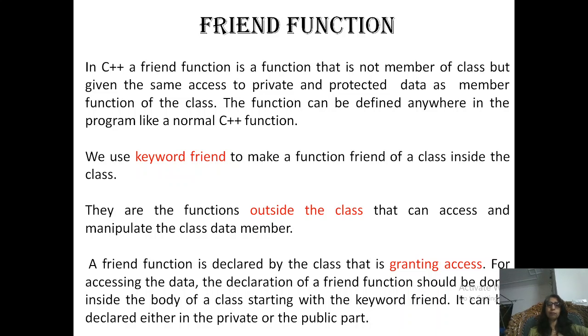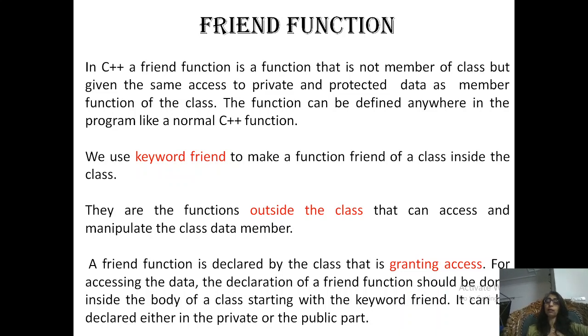So in C++, a friend function is a function that is not a member of class, of course, because a member of class can access the data. So of course we are talking about a function that is not a member of class, but given the same access to private and protected data as a member function of the class. This function can be defined anywhere in a program, like a normal C++ function.